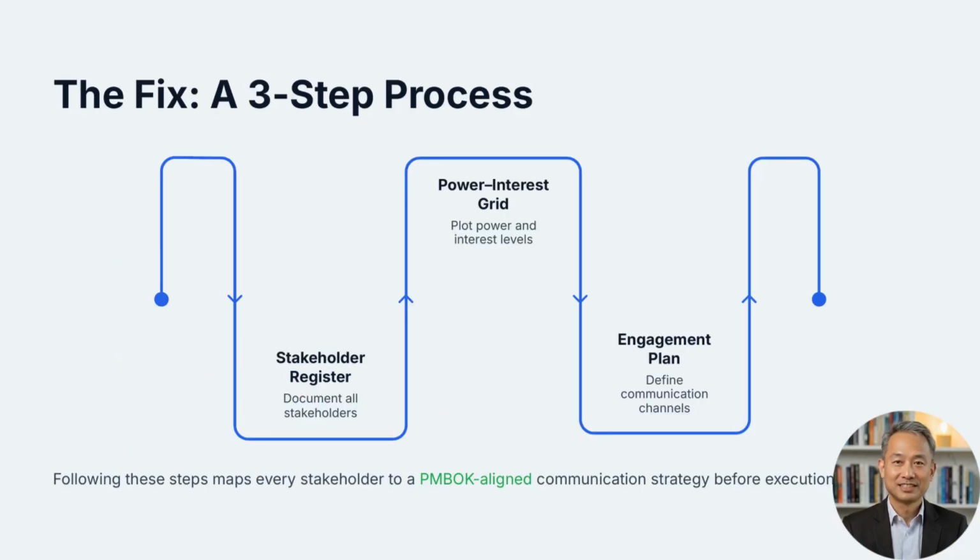A simple 3-step process can help you manage stakeholders systematically. First, create a stakeholder register and document all relevant stakeholders. Second, develop a stakeholder engagement plan that identifies communication channels, frequencies, and engagement objectives. Third, place each stakeholder into the appropriate power interest grid quadrant based on their current situation. Following these 3 steps gives the project team a structured and proactive engagement strategy before project execution begins.